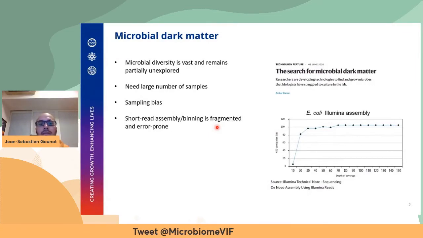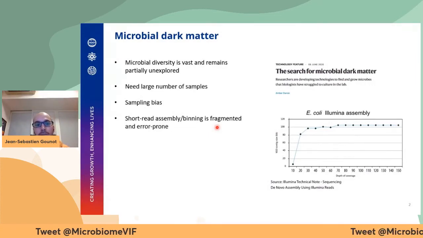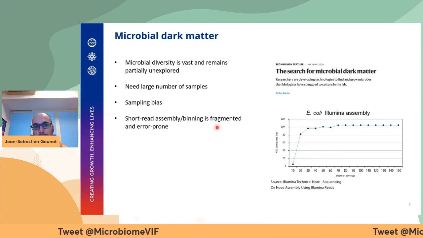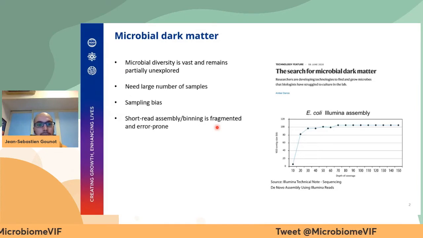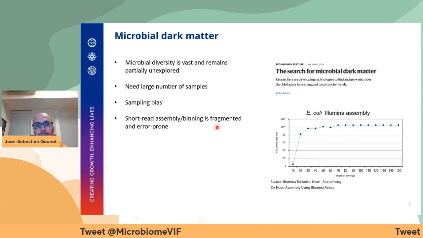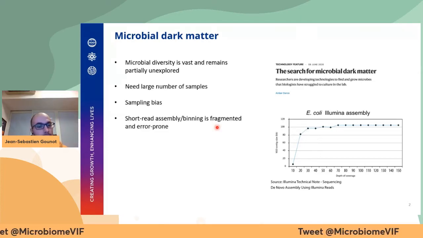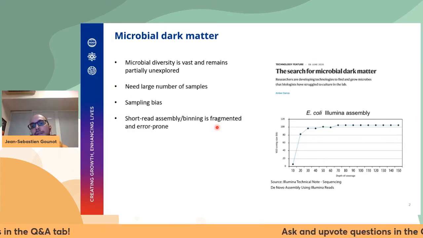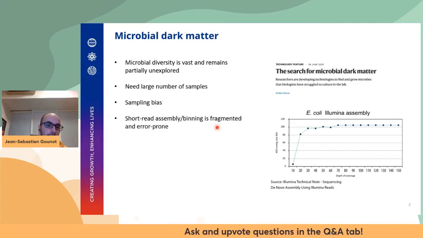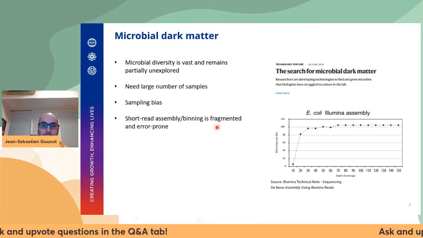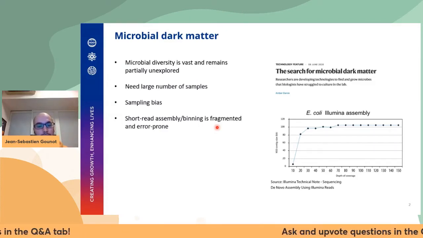As we all know, the microbial diversity is vast and remains partially unexplored, and there are a lot of different reasons why there are parts of the microbial diversity we're still missing. This part is actually called dark matter by some people. Some of the reasons are, first, we need a large number of samples. This is the obvious answer, but there are other reasons such as sampling bias. If we look at the gut microbiome, for example, it has been for a very long time limited to Western cohorts. There is so much different microbiome which can be explored in other parts of the world.